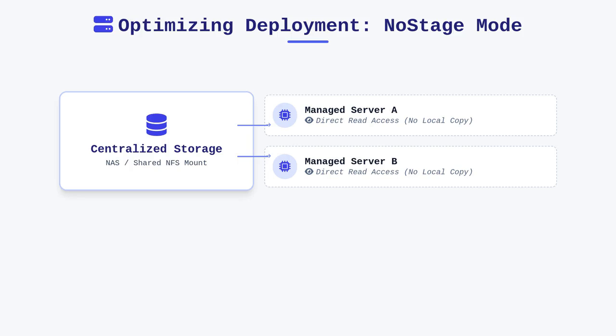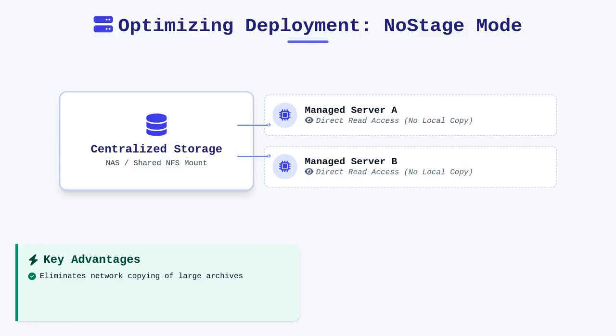You must ensure that the path is identical and accessible from every single node in the cluster, as a failure to resolve the file path on any specific managed server will result in a deployment failure. This mode is particularly advantageous when you frequently update large applications, as it avoids the time-consuming process of copying files across the network during every deployment cycle.